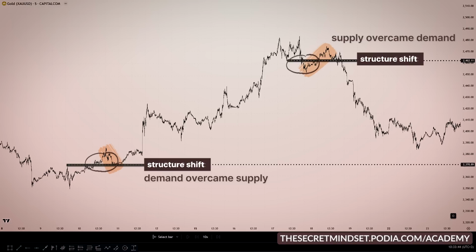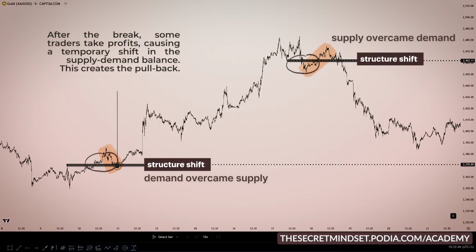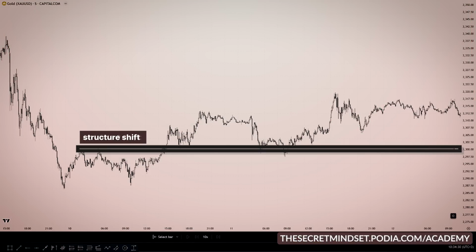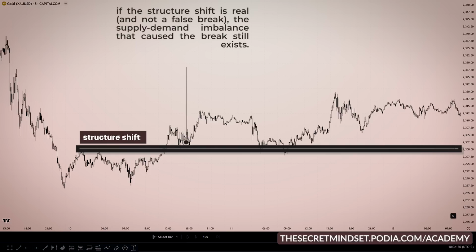But markets rarely move in straight lines. After the break, some traders take profits, causing a temporary shift in the supply-demand balance. This creates the pullback. However, if the structure shift is real and not a false break, the supply-demand imbalance that caused the break still exists.